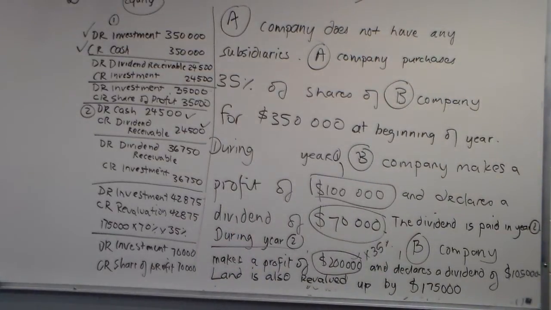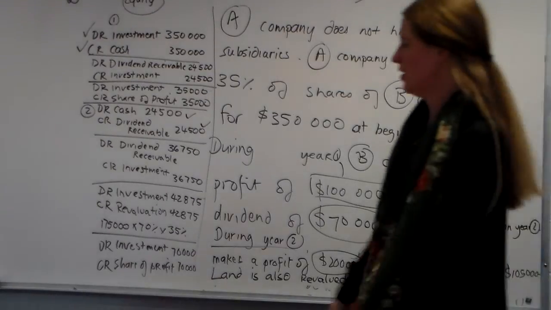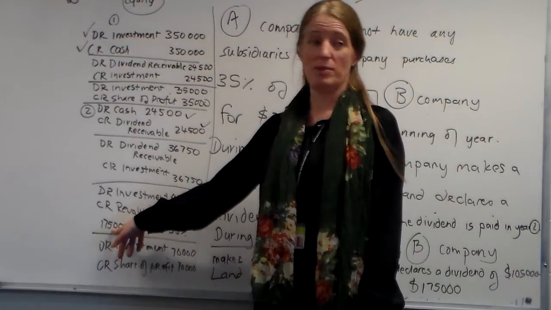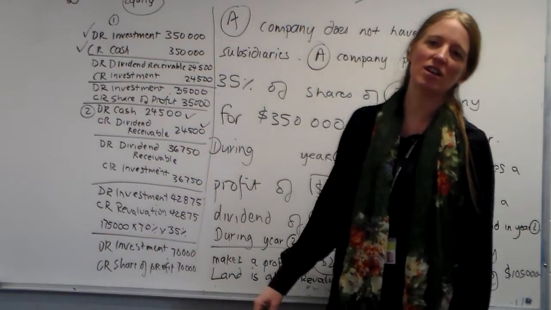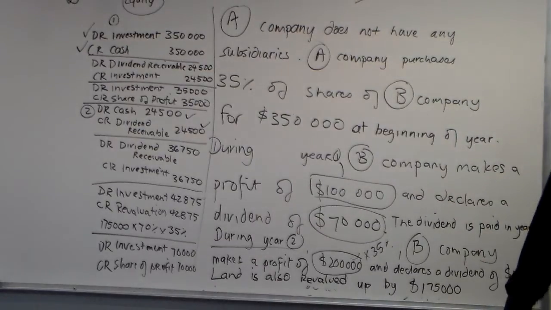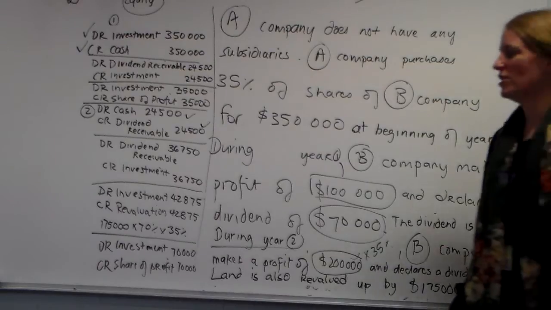Paula asked you, what's that 30%? Is that 70% or 30% of what? Okay, this one here is the land was revalued upwards by 175. We multiply that by 70% to get the after-tax effect of that. 43,669. That's the deferred tax liability.